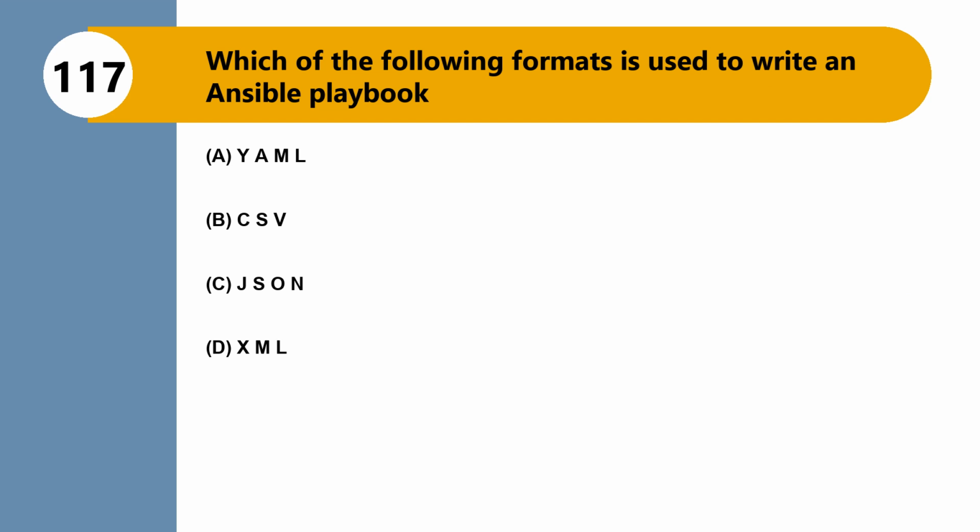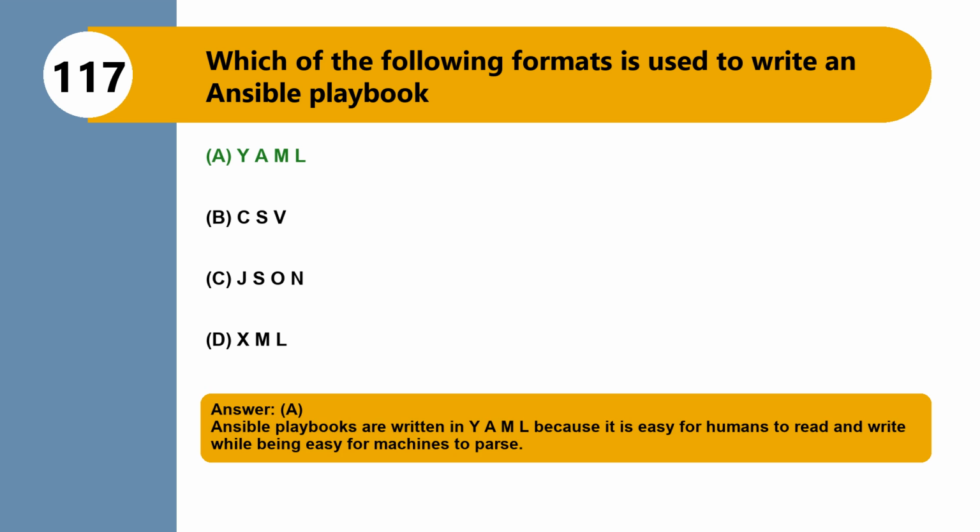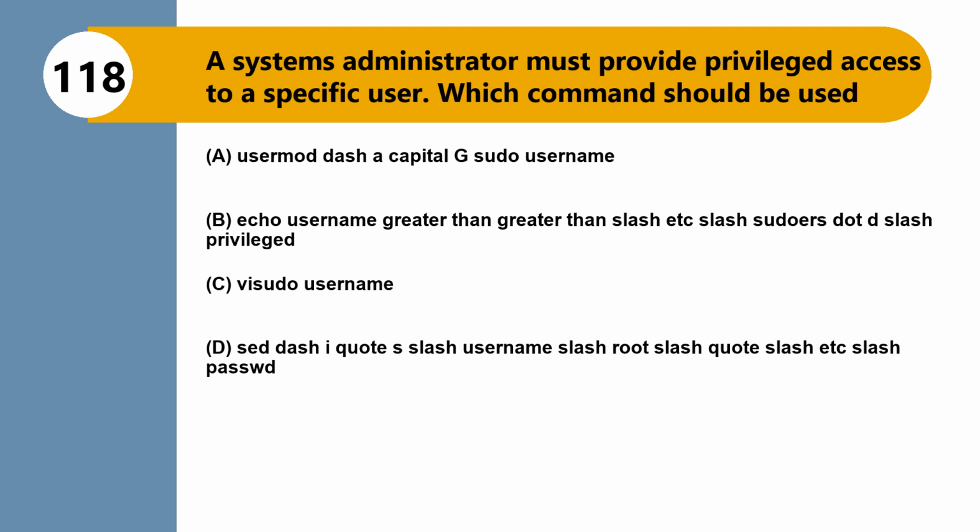Which of the following formats is used to write an Ansible playbook? Option A, YAML. Option B, CSV. Option C, JSON. Option D, XML. The correct answer is option A, YAML. Ansible playbooks are written in YAML because it is easy for humans to read and write while being easy for machines to parse.